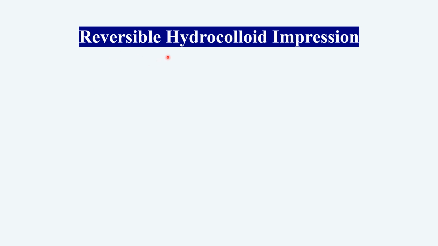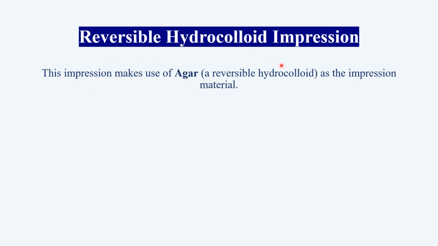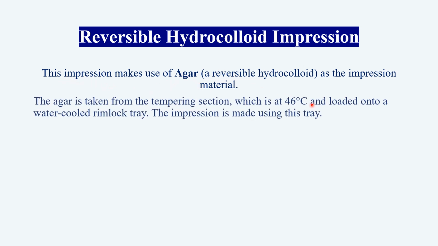Next, we have the reversible hydrocolloid impression. You all know which are the reversible hydrocolloid impressions. This impression makes use of agar. Okay, here the agar is taken from the tempering section, which is at 46 degrees Celsius, and it is loaded onto a water-cooled rim lock tray, and then the impression is made using this rim lock tray.